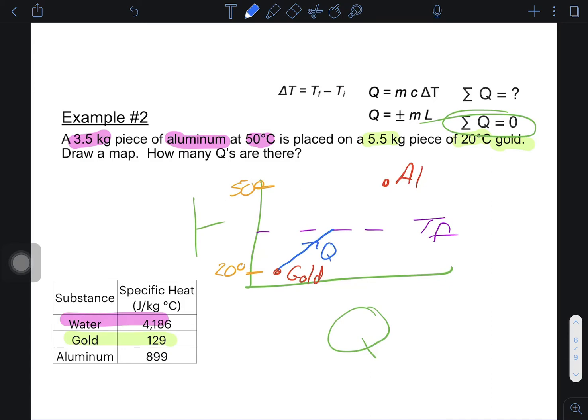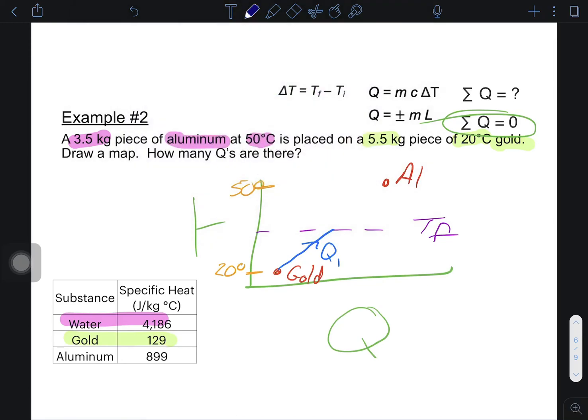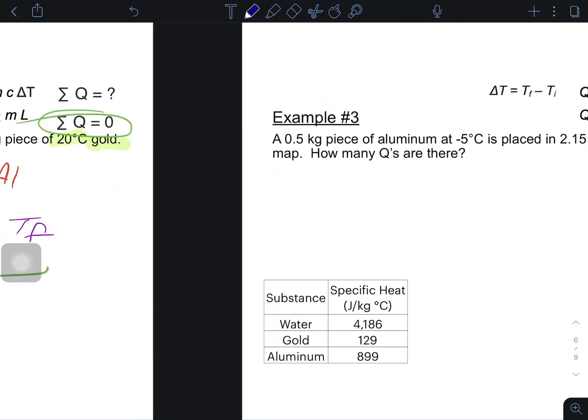And then what happens to my gold is it's going to heat up, and we're going to call that Q1. And my aluminum is going to cool down, and we can call that Q2. And that's my map.